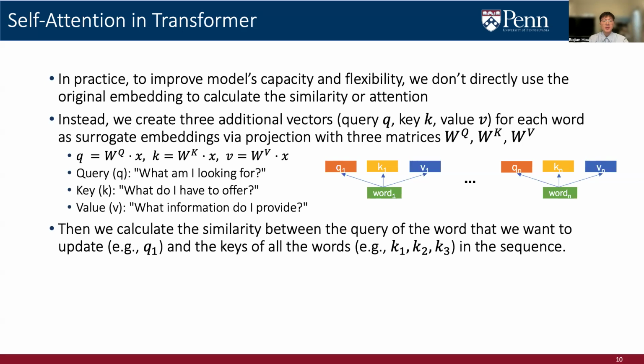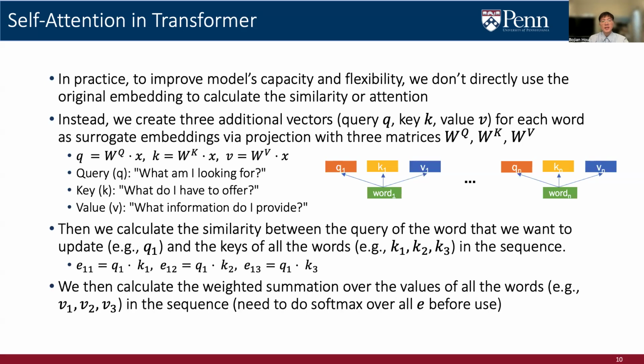Then we calculate the similarity between the query of the word that we want to update, such as Q1, and the keys of all the words, such as K1, K2, and K3 in the sequence. We then calculate the weighted summation over the values of all the words, such as V1, V2, V3 in the sequence. Note that we need to do softmax over all E before use.